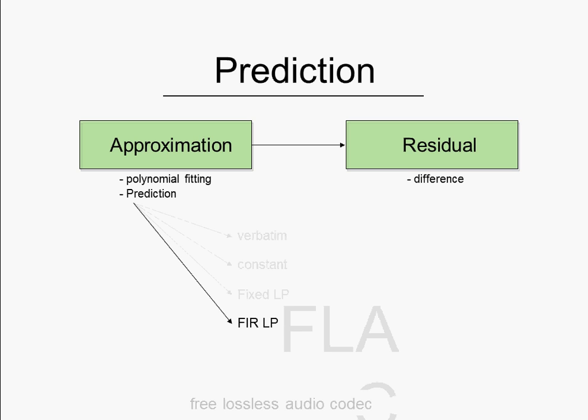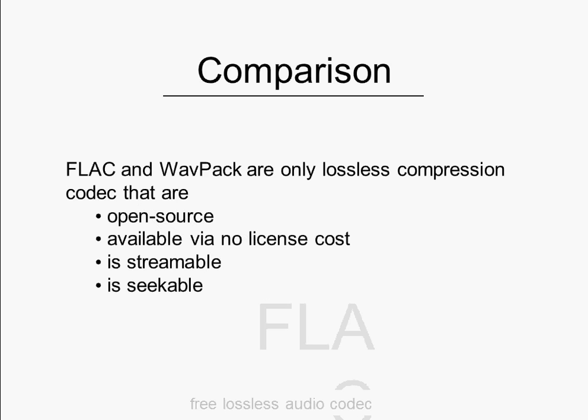Next is FIR linear prediction. For more accurate modeling, FLAC supports up to 32 order FIR linear prediction. The reference encoder uses the Levinson-Durbin method for calculating the LPC coefficients from the autocorrelation coefficients, and the coefficients are quantized before computing the residual. The FLAC reference encoder estimates the optimal precision to use based on the block size and dynamic range of the original signal. And the last one is residual coding.